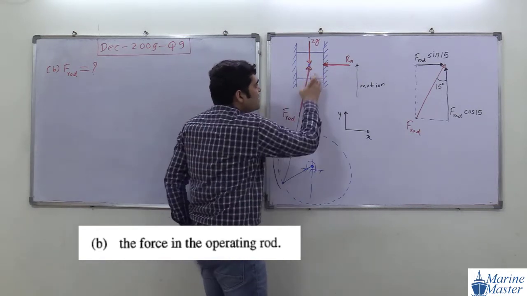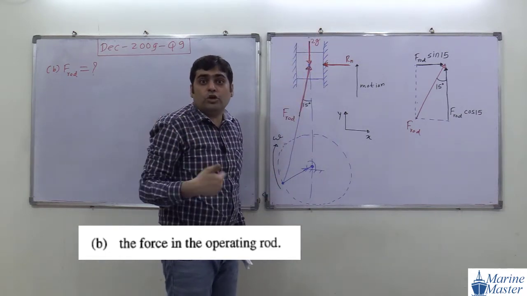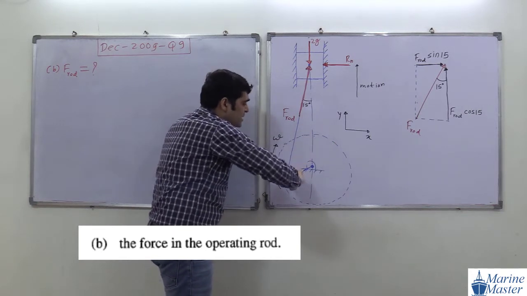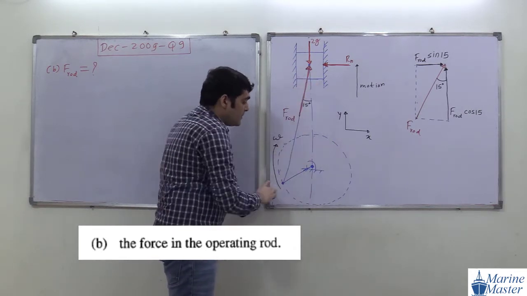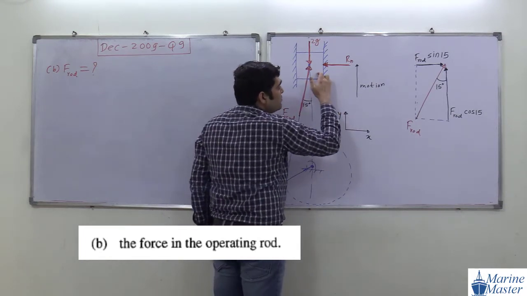And how is this block moving? This block is going upward. How is the motion of the block? See, this crank is going like this. Initially they have not mentioned the motion of this block, but from this diagram, from this omega, we come to know that the motion of this block is going upward.